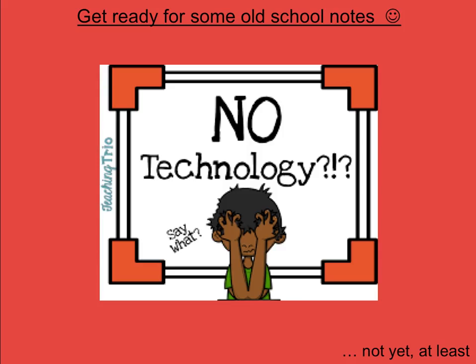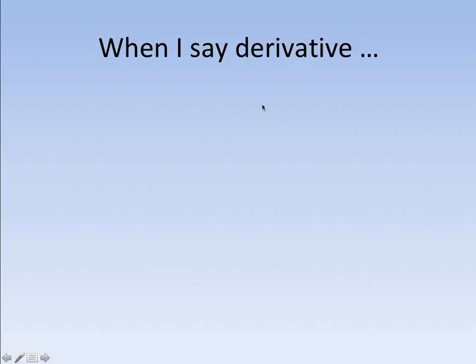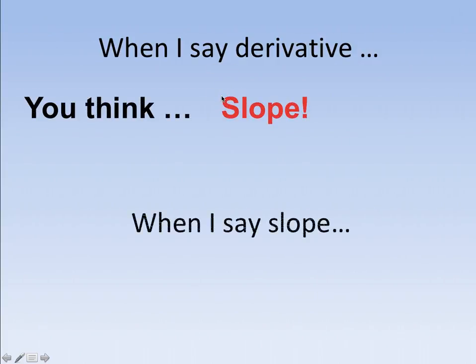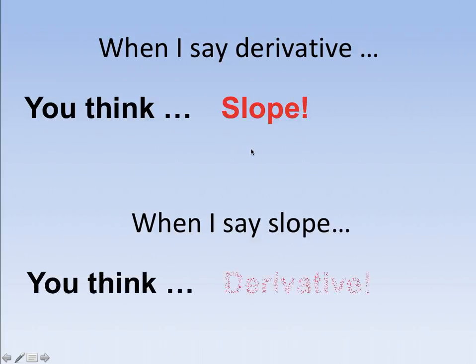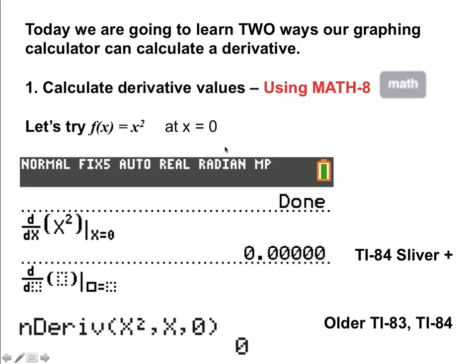This is section 3.1 day 2 video, and I just want to remind you that we're starting to look at derivatives. When I say derivative, hopefully you're thinking slope, and when I say slope, hopefully you think derivative. We're going to use those two words pretty interchangeably, and when we talk about derivative or slope, we're talking about that of a tangent line. And so we can calculate the derivative as opposed to actually finding the derivative by hand, which we will do a little later in this chapter.